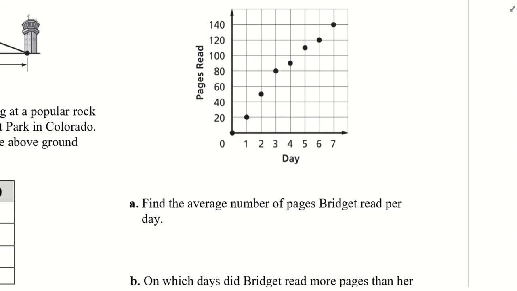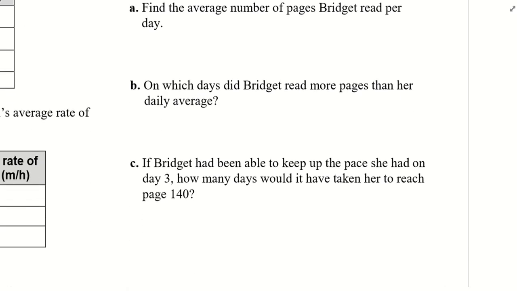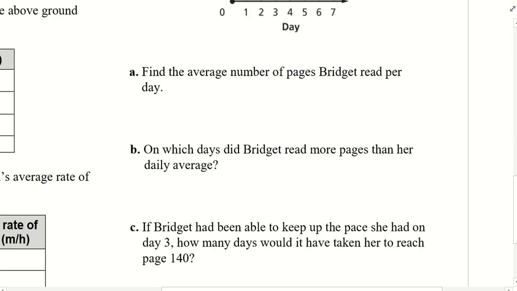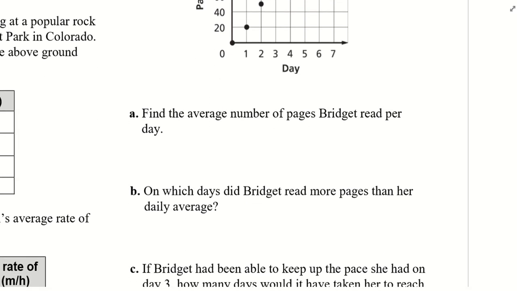But if we flip that, and let's say we look at on which days did Bridget read more pages than her daily average, you'd have to go through and divide those up, because on day 2 she read, it looks like, a total of 50 pages. So 50 pages on day 2, 20 pages on day 1. So you can divide those up into days to figure out, on average, which one is greater.